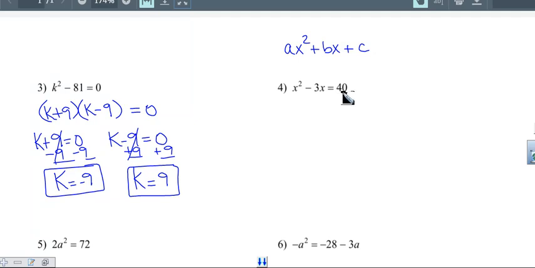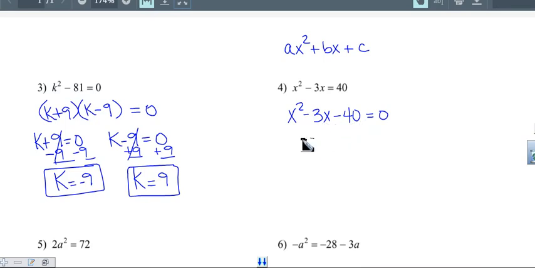So in number 4, we need to bring the 40 over to the left-hand side. You can do that by changing the sign of the number. So I will write this as x squared minus 3x minus 40 equal to 0. Now that you've rearranged it, you can factor it.